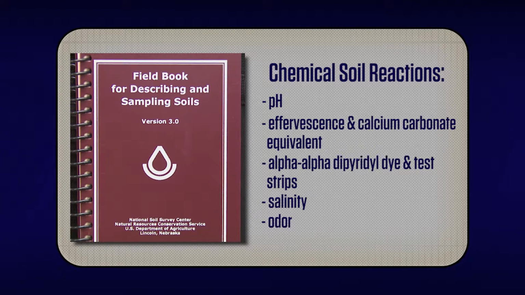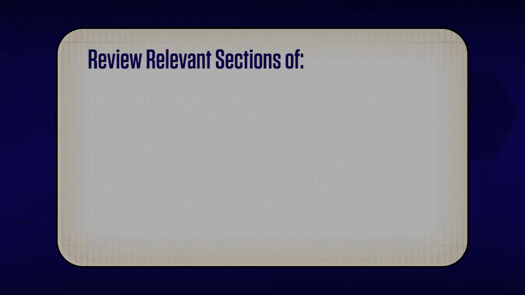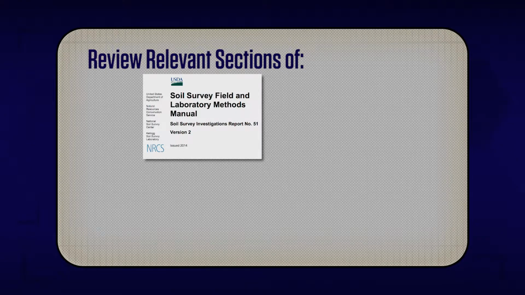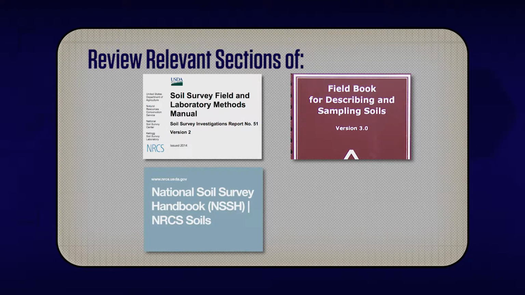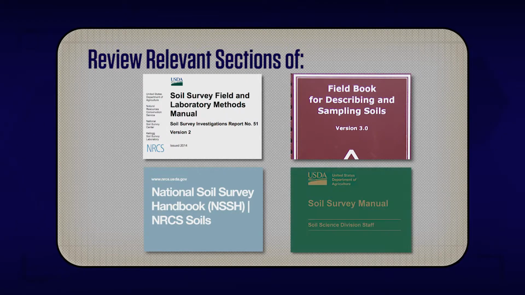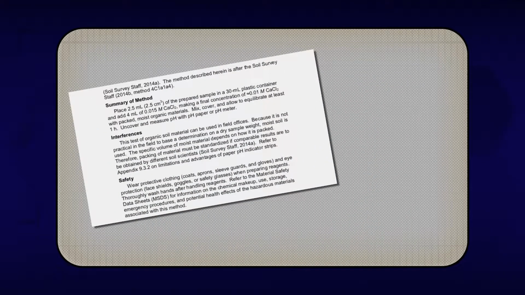Before you get started in the field, take time to review the relevant sections of the Soil Survey Field and Laboratory Methods Manual, Soil Survey Investigations Report number 51, version 2, issued in 2014, Field Book for Describing and Sampling Soils, version 3, issued in 2012, National Soil Survey Handbook, part 618, and Soil Survey Manual, chapter 3, issued in 2017. Summaries of the methods are provided, along with any interfering conditions and safety considerations.